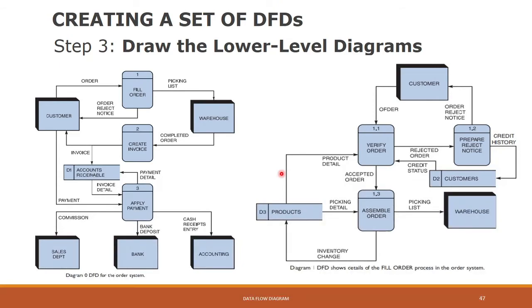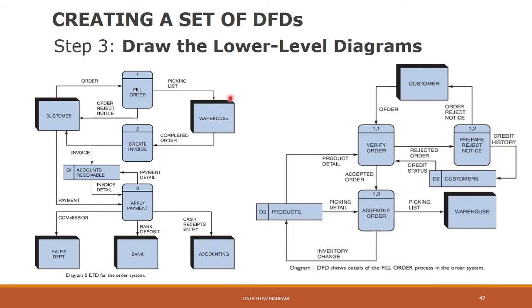So here is an example of diagram 0 on the left side, and here is diagram 1. As you can see here, the processes are numbered 1.1, 1.2, 1.3. This means that he expanded process number 1, which is named here in your diagram 0 as fill order. So this is the more detailed diagram under fill order.